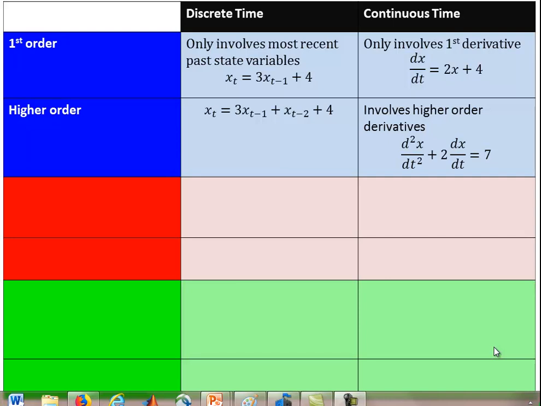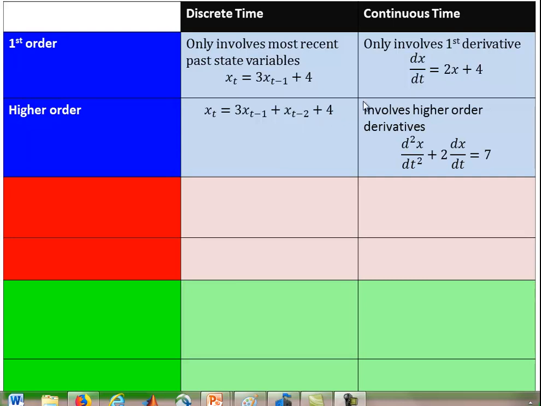Okay, so the first classification is to consider whether you're working with a first order or a higher order model. Recall back in the land of discrete time models, a first order model was one that only involves the most recent past state variable. So if we're looking at x sub t, our model only is a function of x sub t minus 1. Whereas a higher order model would have x sub t minus 1 and additional past states like x sub t minus 2 or x sub t minus 3 and so forth. So it looks farther back into the past.